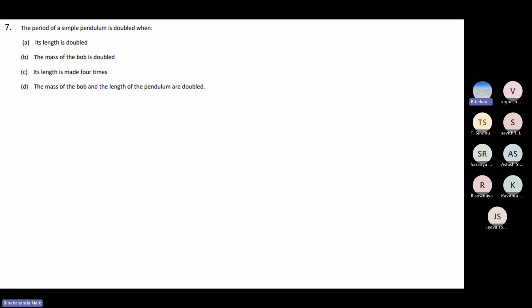Then the next question says the period of a simple pendulum is doubled when its length is doubled, that mass of the bulb is doubled, the length is made 4 times, or the mass of the bulb and length of the pendulum are doubled. Basically it is a simple question. You can directly tell it from the expression for its time period. So please calculate and tell me what will be the correct answer in this question.